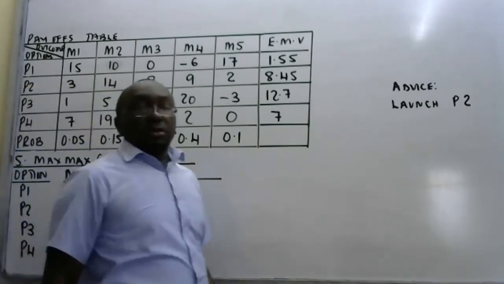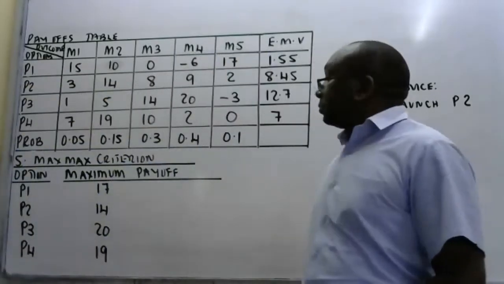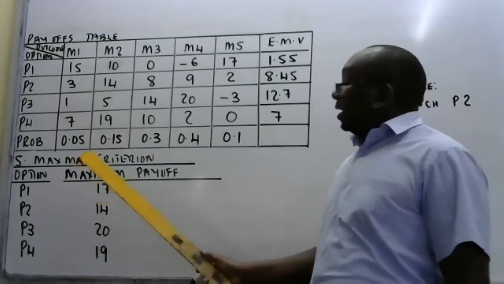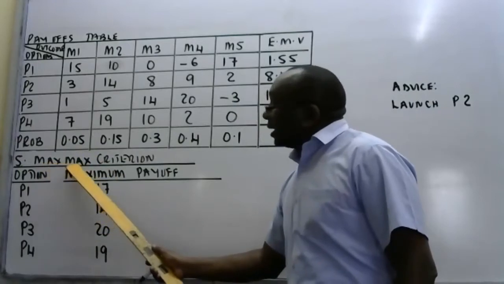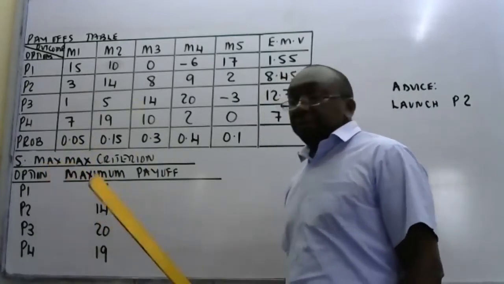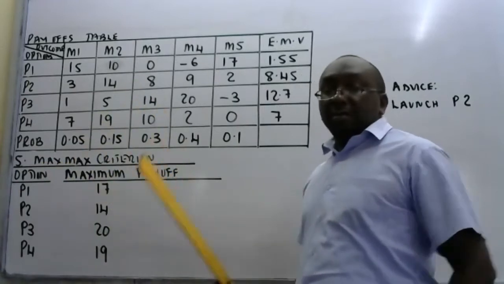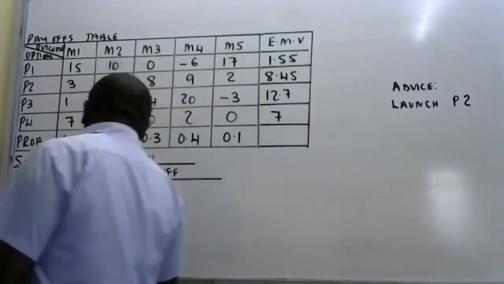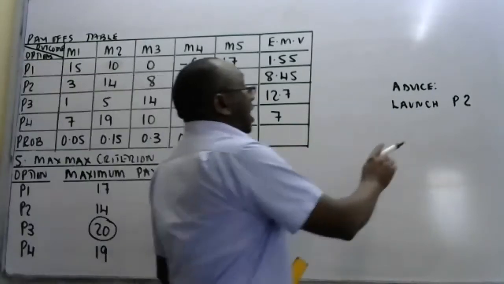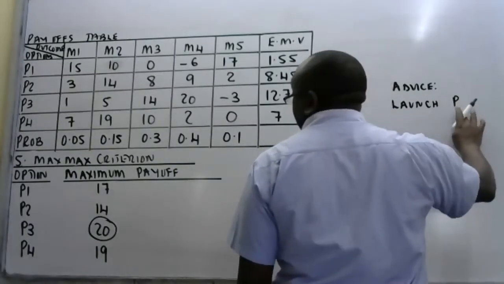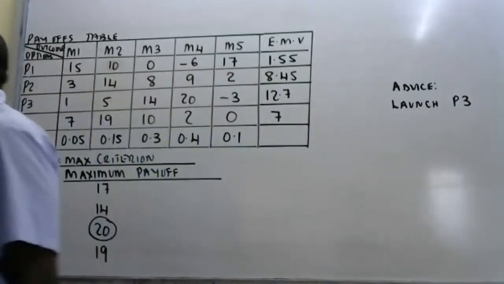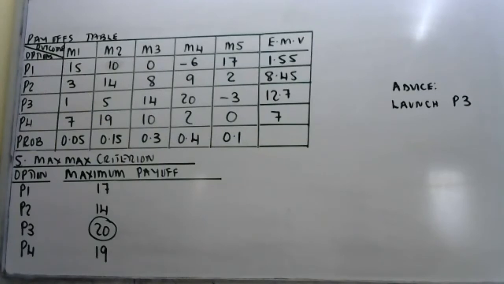So this rule is interpreted like this. Select the maximum of the maximums. So the maximum of the maximums is this one. So I will advise them there that they should select product P3.